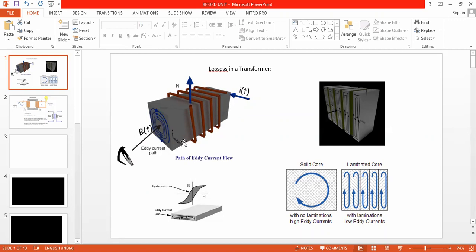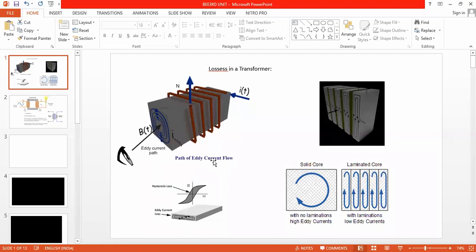In a transformer, actually, the current has to flow through the primary or secondary windings, which are mentioned here. But in practice, a very small amount of current will also flow through the transformer rectangular iron frame. This current flows in circular direction, which is called the eddy current or circular current. This is what you are supposed to write in the examination.